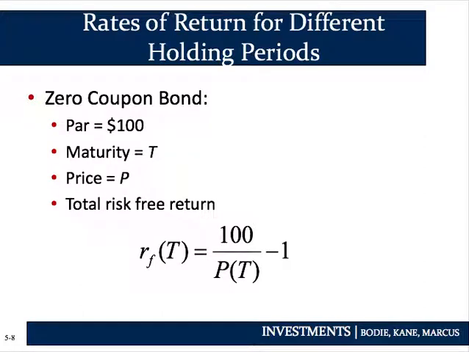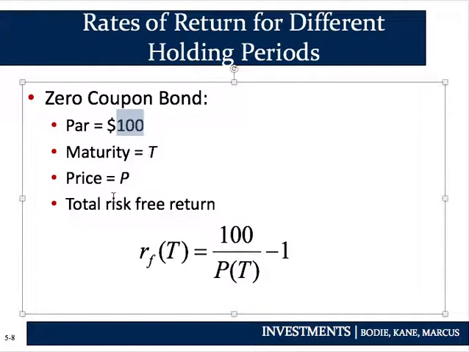Okay, let's move on to rates of return for different holding periods. In this example, we're going to talk about a zero coupon bond. In this case, the par is 100. We've got maturity T, price P, and of course, the total risk-free return is represented by RF with T.